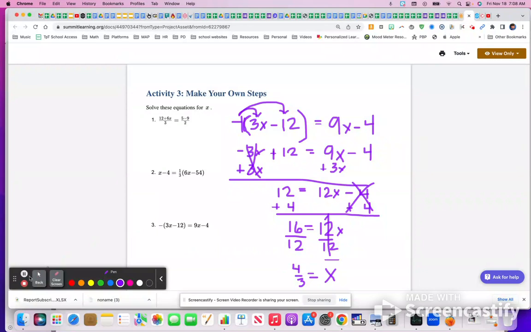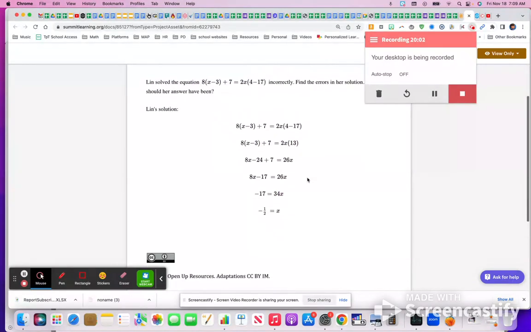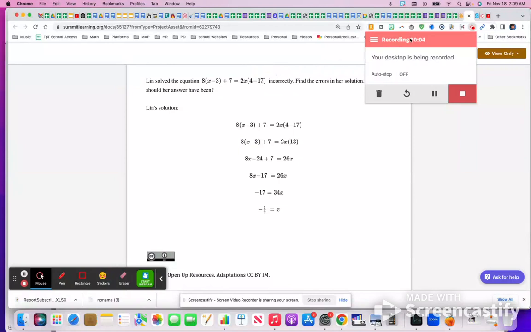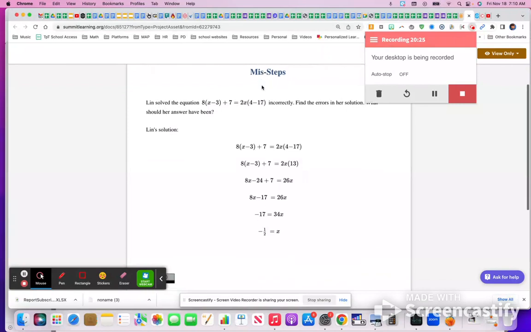All right, I think it's time for our cool down. All right, so here is your cool down. It is called Missteps. And it says Lynn solved the equation 8 times the quantity of x minus 3 plus 7 equals 2x times the quantity of 4 minus 17. But she did it incorrectly. Can you find the errors in her solution and then tell us what should her answer have been?